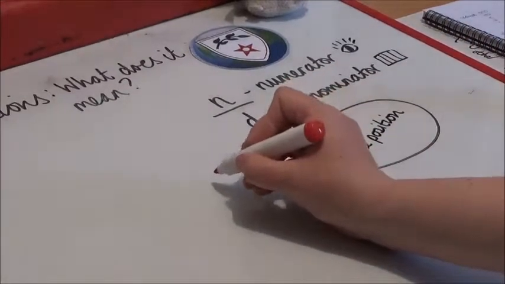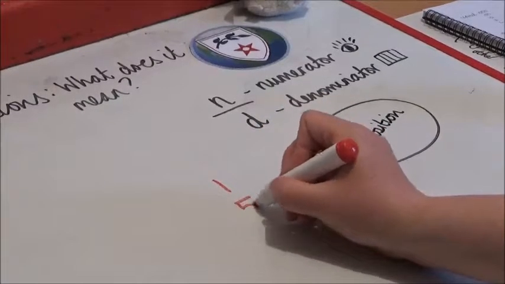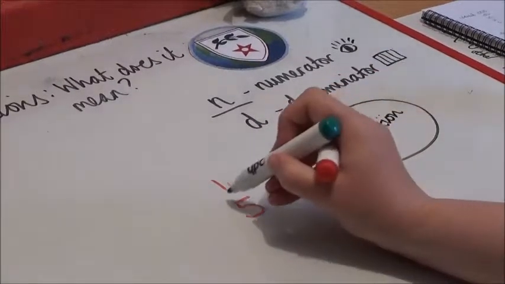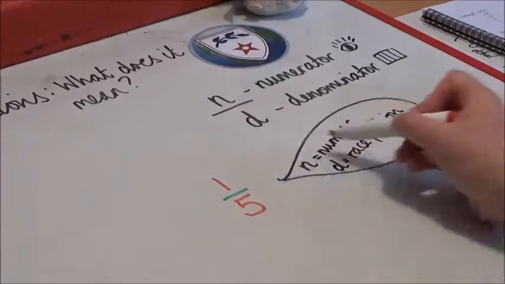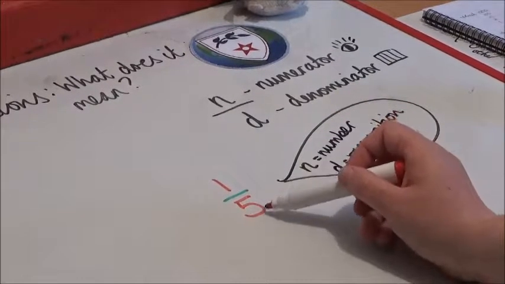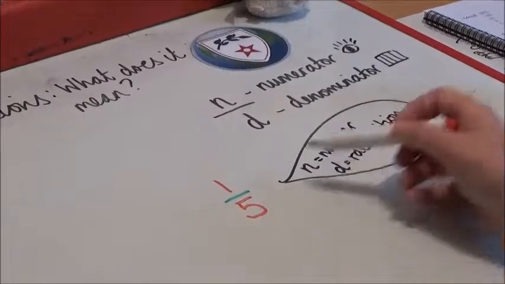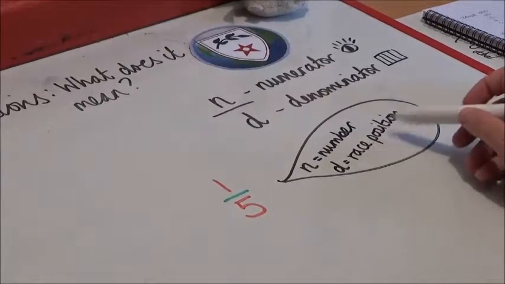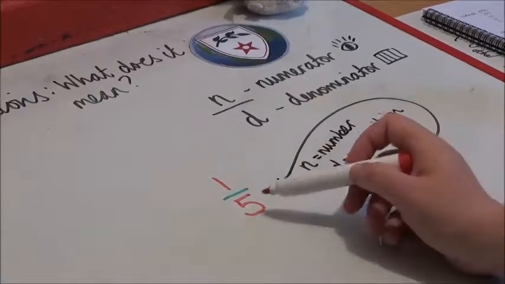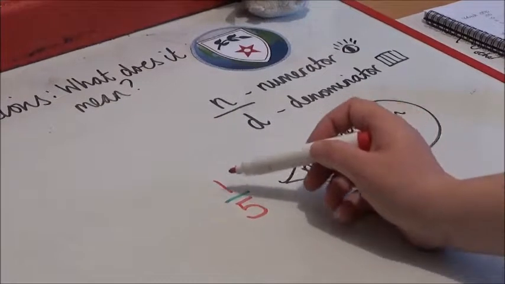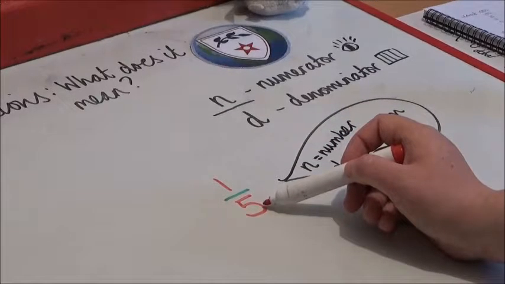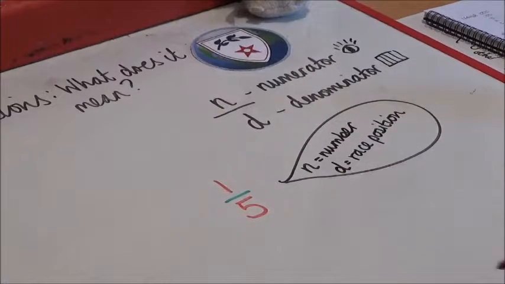So, put my line in there. My numerator is 1, so I'm going to say 1. My denominator is a 5. But if we were saying that in a race position, if we were in a race and we came number 5 overall, we'd say 5th. So I'm going to say 1/5. Let's have another look.